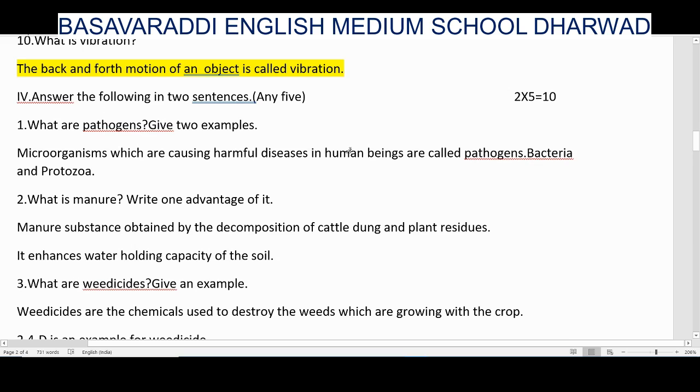What are pathogens? Give two examples. Pathogens are the microorganisms which cause very harmful diseases in human beings. Microorganisms can be bacteria, protozoa, or viruses. The examples I have given are bacteria and protozoa. In a 2 marks question, this is very easy. You just have to write the correct definition, and if examples are asked, give the correct examples.